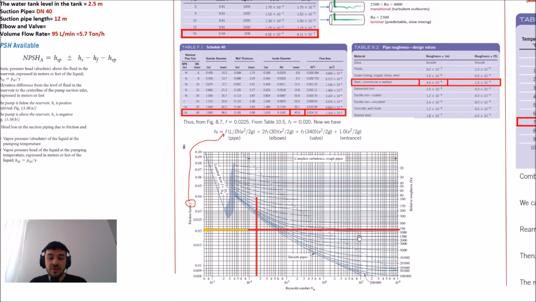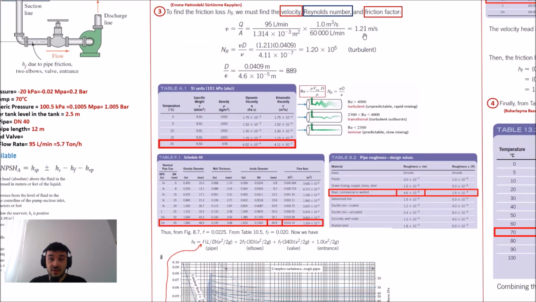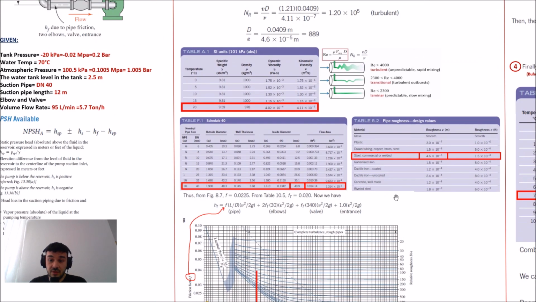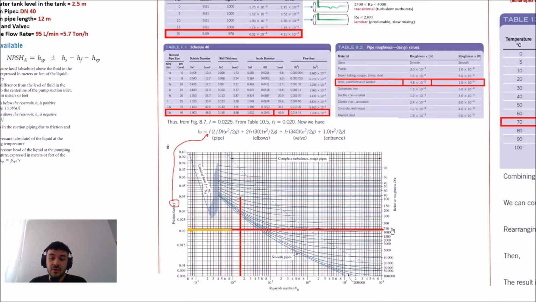This is our Moody chart. The Moody chart is a very important tool to calculate the friction factor. So we calculated the Reynolds number, here is our Reynolds number. And what is the relative roughness value? We also calculated it here. Then if you intersect these two values, you will get 0.0225. This is our friction factor.